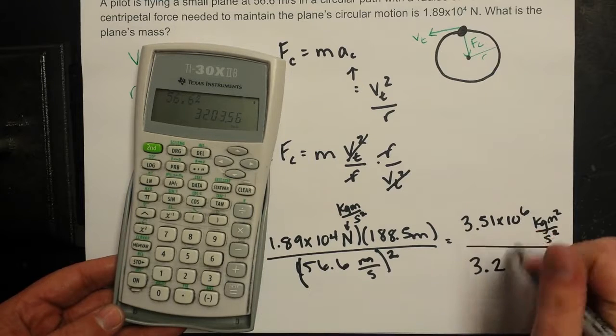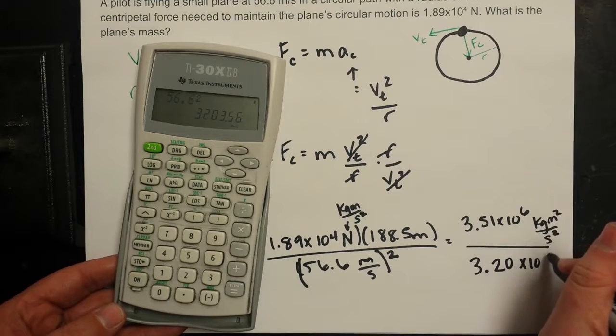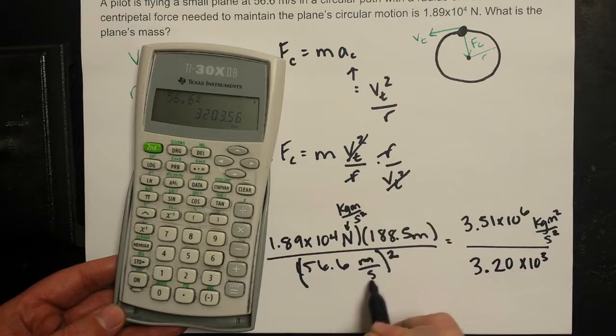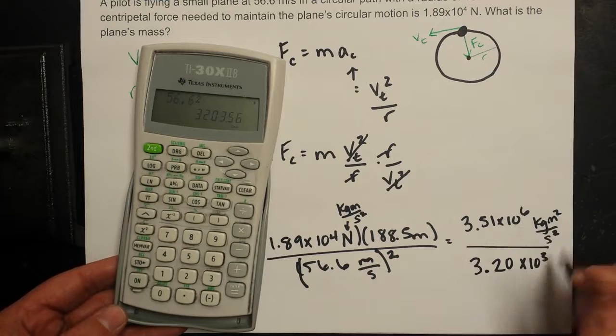is 3.20 times 10 to the third. And now I've got meter squared per second squared, because remember, this square, since it's on the outside, goes to everything inside of the parentheses.